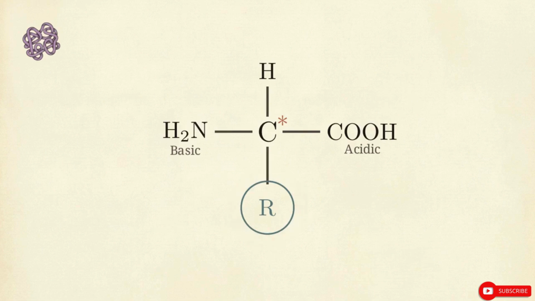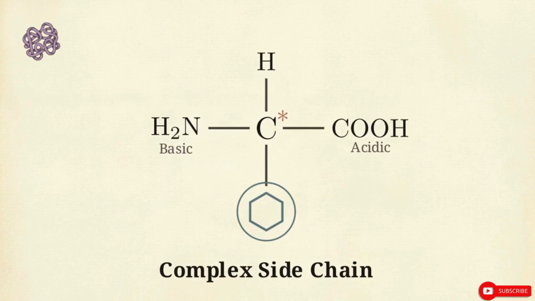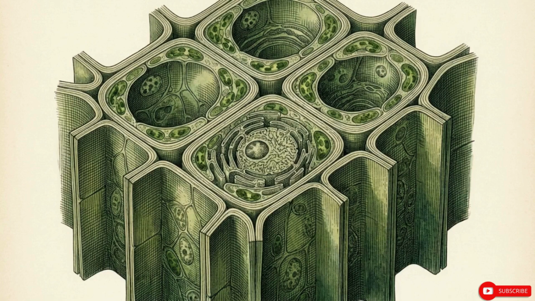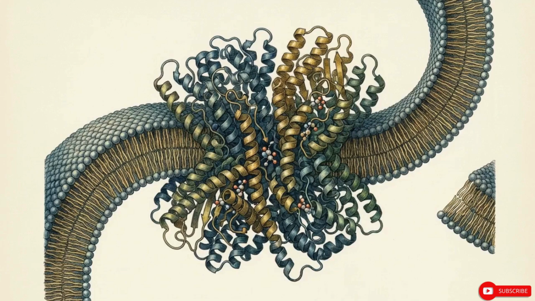That variable R group is the only component that changes. It can be a single hydrogen atom, a methyl group, or a complex ring. That specific geometric and chemical sidechain provides the unique identity for all 20 standard amino acids. Just as sugar linkages govern a cell's rigidity, the specific geometry of lipid kinks and amino R groups governs the fluidity and the reactive machinery of the entire cell.